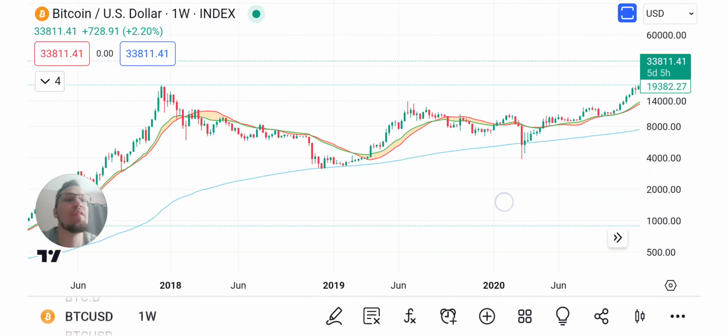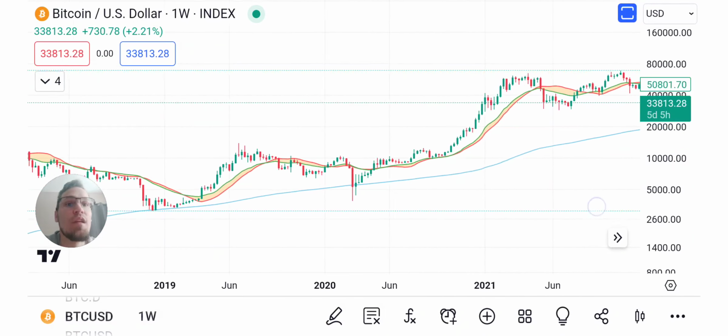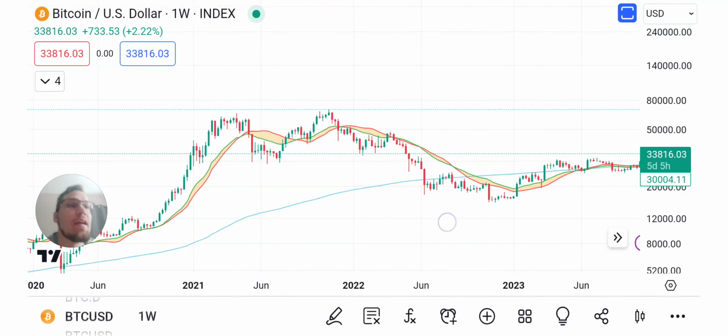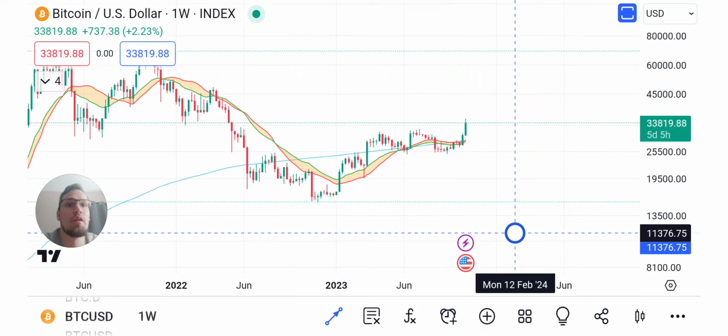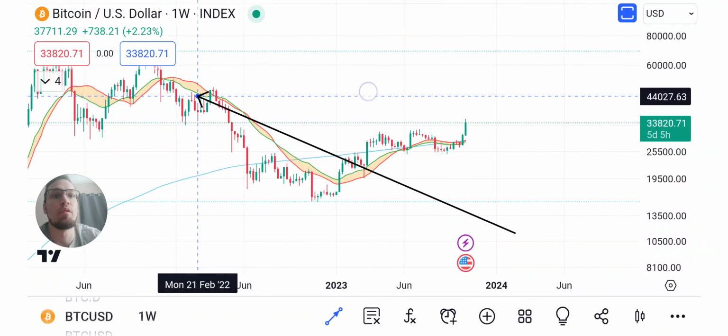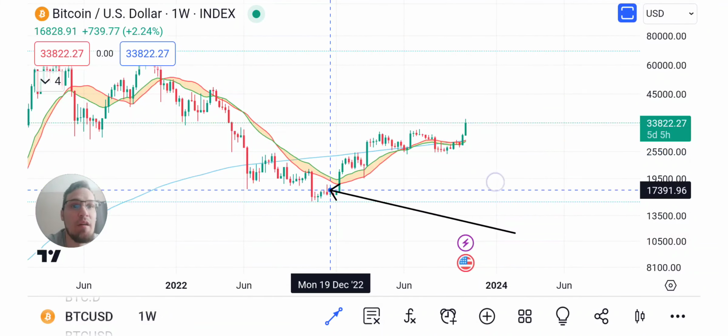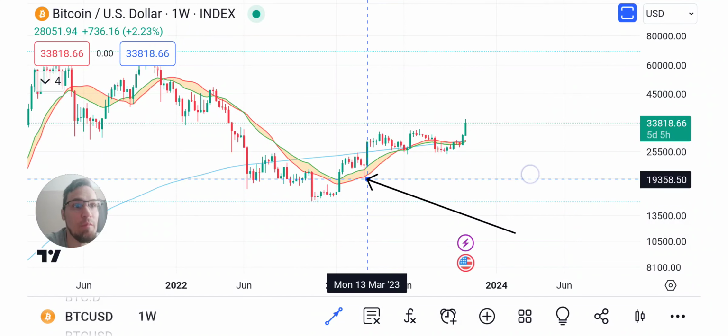So now, fast forward to today, what do we see? Same type of thing. We resisted it, we came down, we broke above it. Now we're testing it.